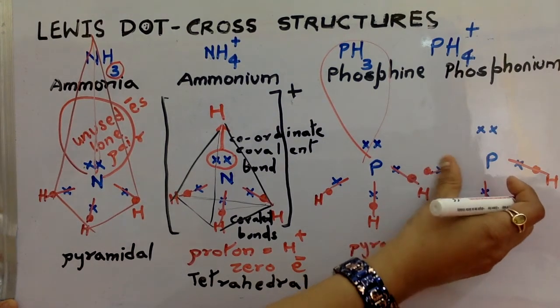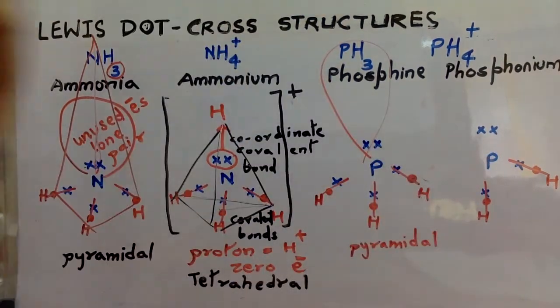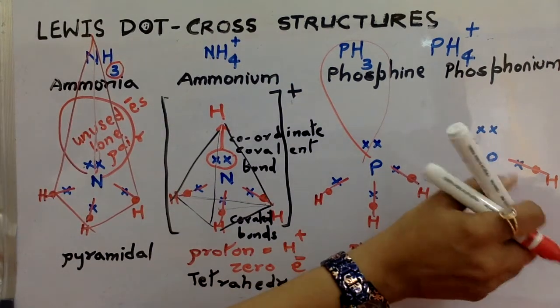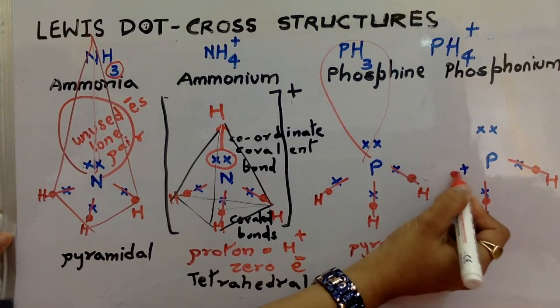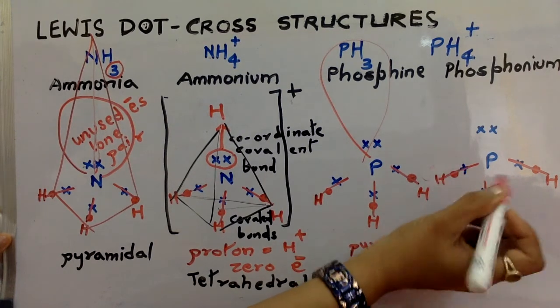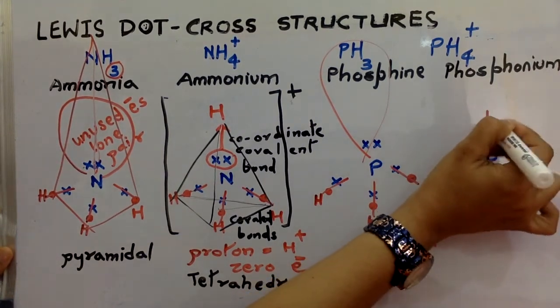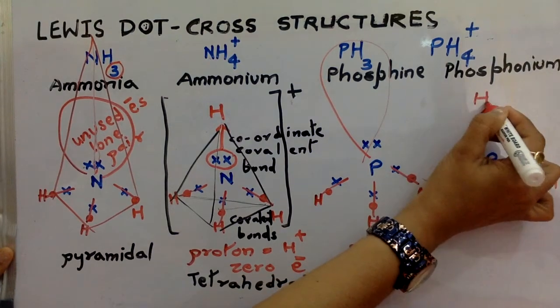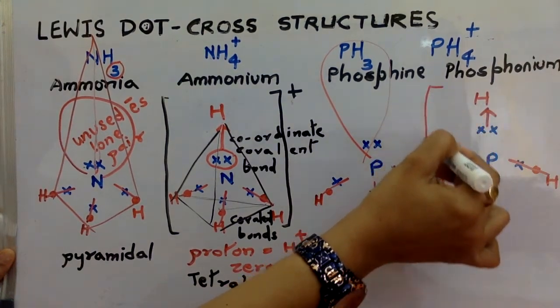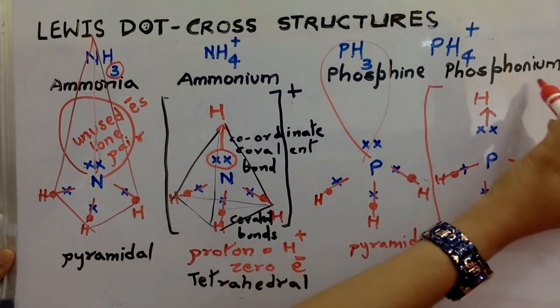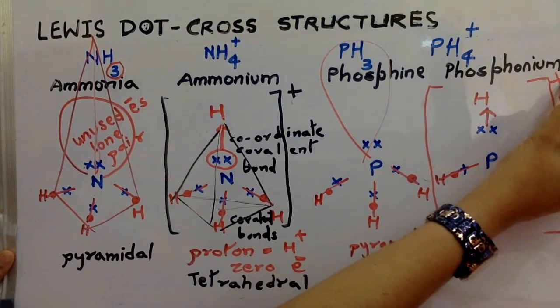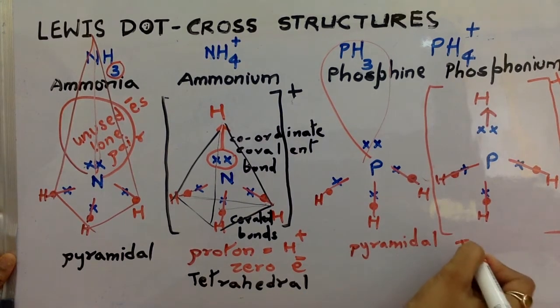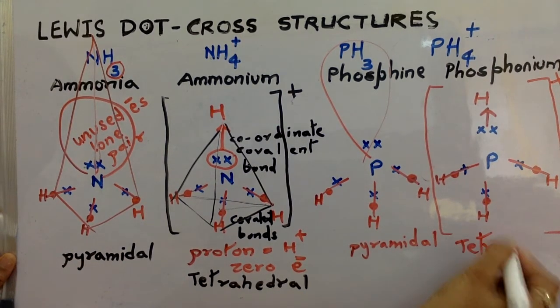I'll just move it a little bit to that side, children, so it will give you a better view. Okay, this is the other hydrogen, and this is also used with the proton. So this structure will have the plus charge on it. So this is tetrahedral.